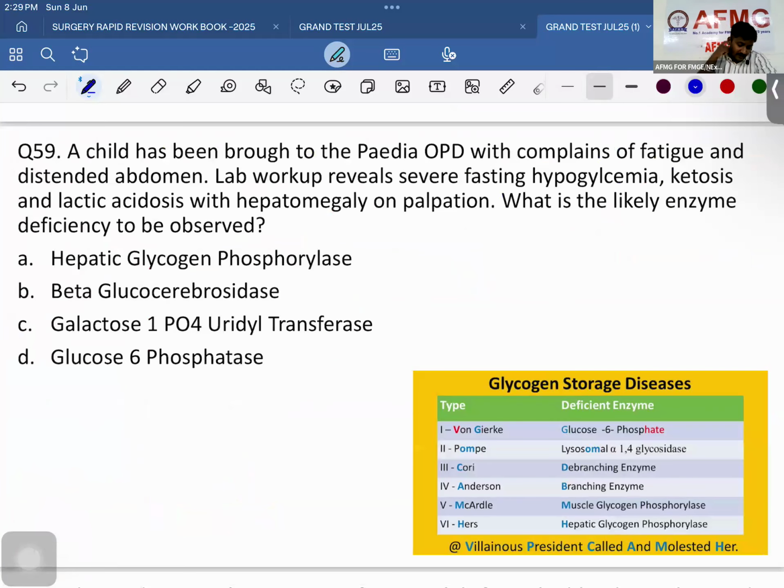Question number 59, if I talk about, beta, a child has been brought to you in the pediatrics OPD with complaints of fatigue and distended abdomen. Lab workup was done, which reveals the child is having severe fasting hypoglycemia along with ketosis and lactic acidosis, beta. And the child is also having features of hepatomegaly and palpation. What is the likely enzyme deficiency to be observed in this patient? Bolo.